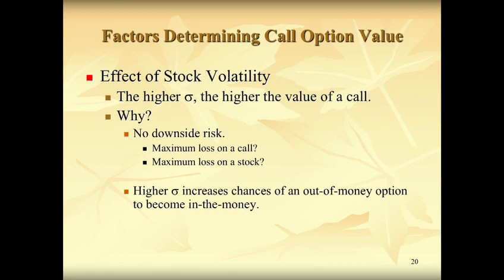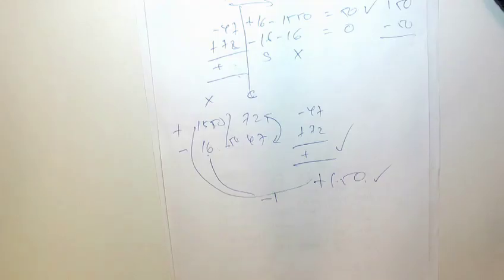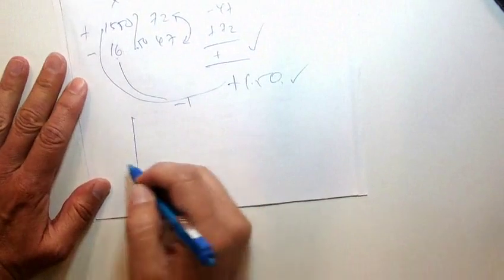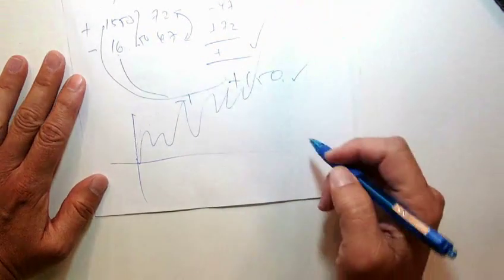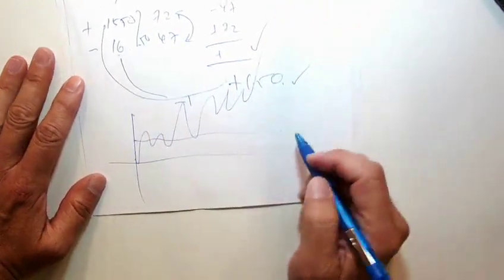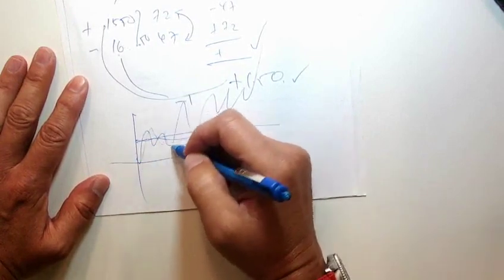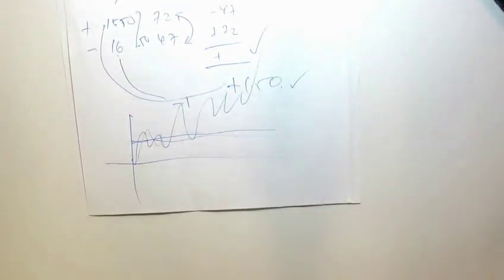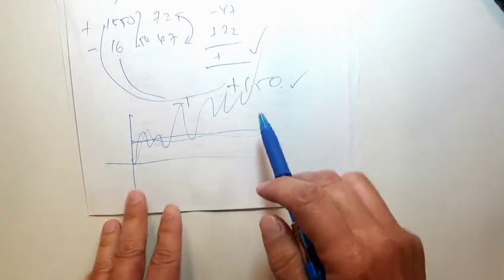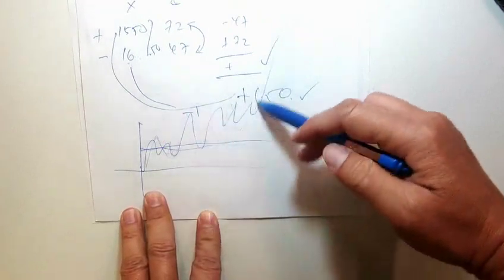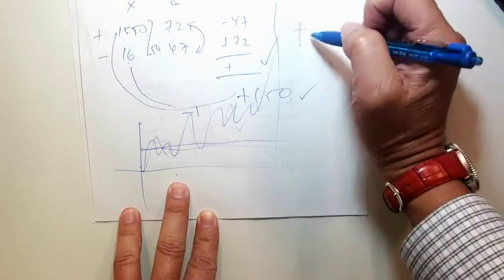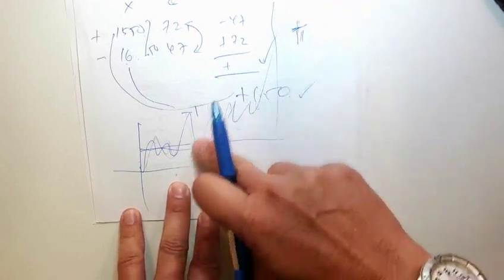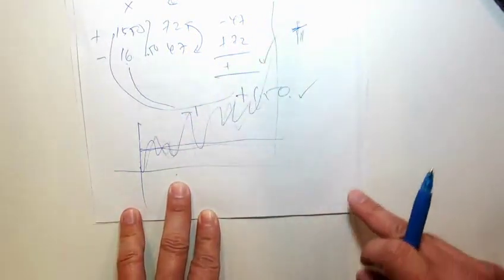Stock volatility: the higher the volatility, the higher the value of a call. Who disagrees with this? Suppose I have something here. This is a chart that depicts your instrument, whatever it is. If this is a stock, do you want this kind of volatility? It still goes up, so if you buy a stock, you still make money, right? But do you want a volatility like this? Why not?